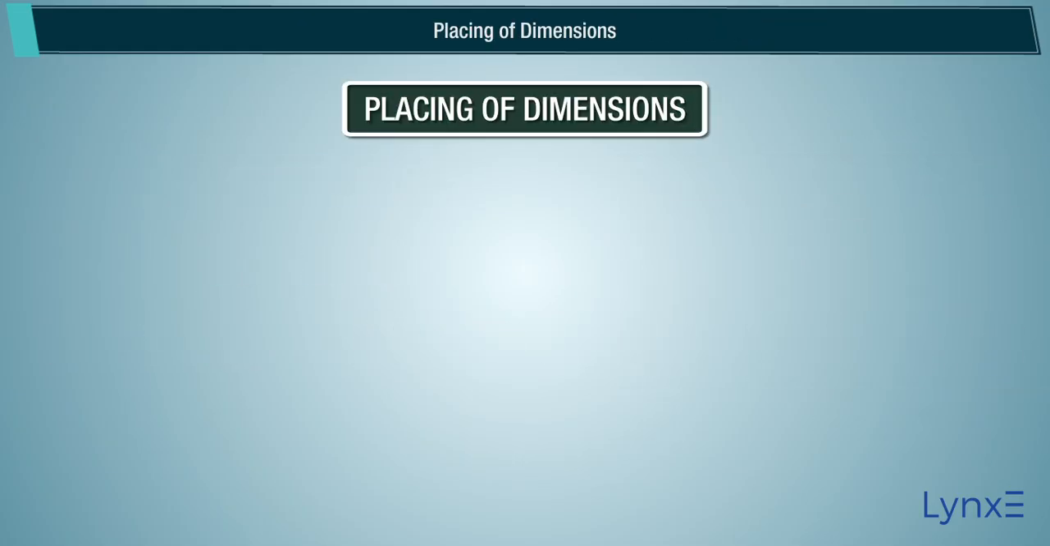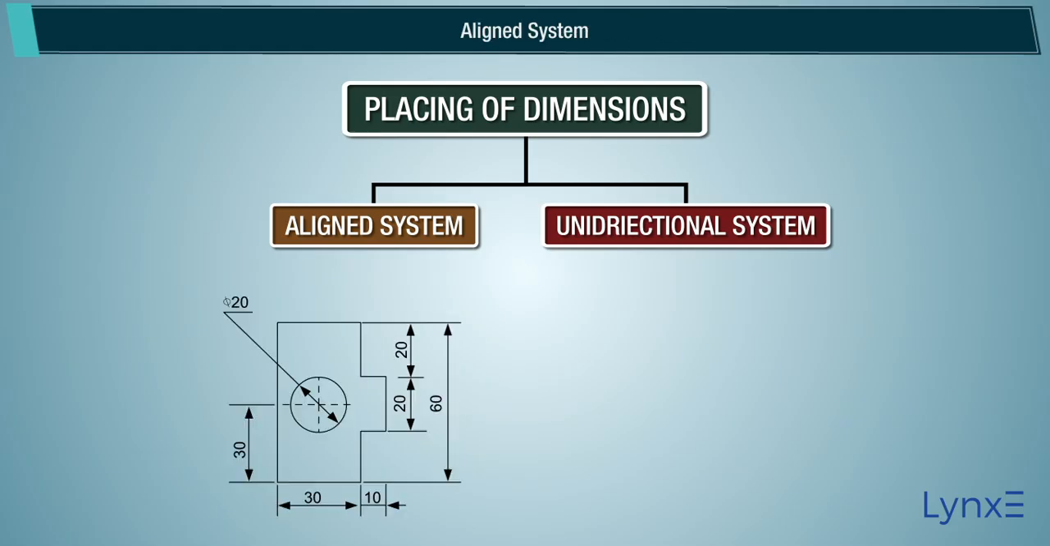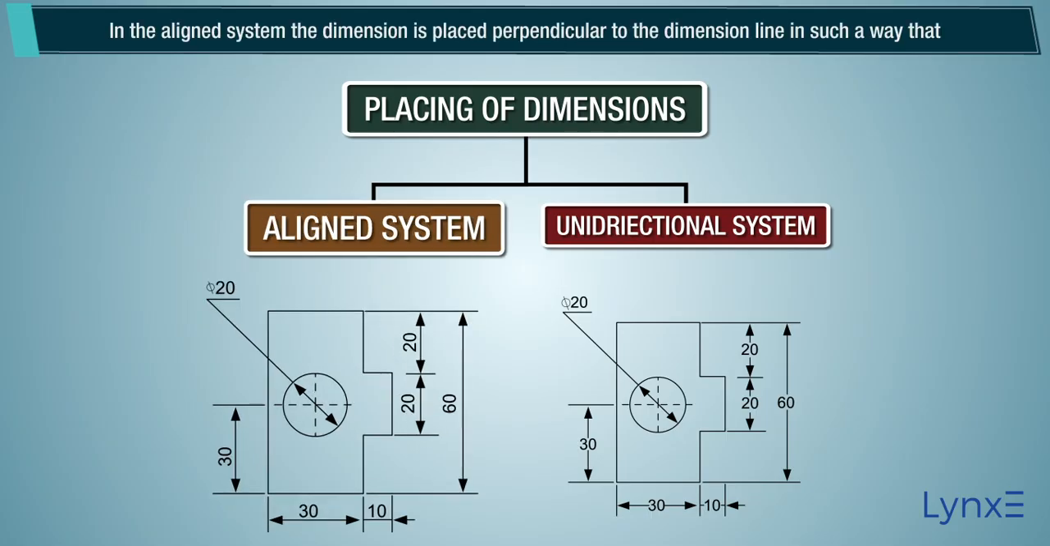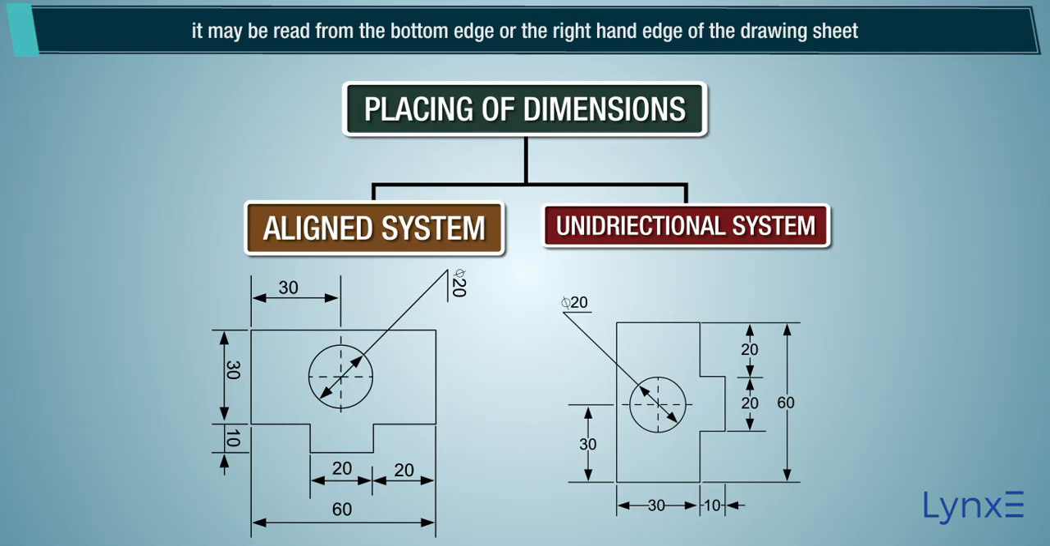Placing of dimensions. Two systems are used to place the dimensions: aligned system and unidirectional system. Aligned system. In the aligned system, the dimension is placed perpendicular to the dimension line, in such a way that it may be read from the bottom edge or the right-hand edge of the drawing sheet.